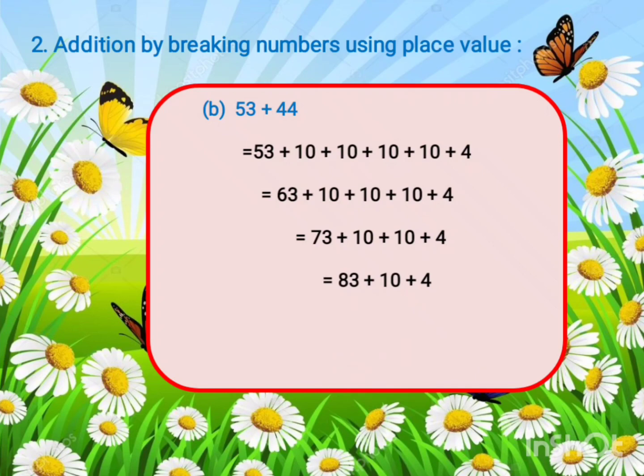In the next step, we again get 83 by adding 73 plus 10. And 83 is added with the last remaining 10 and 4 ones. So we write 83 plus 10 plus 4. After adding 83 with 10, we get 93 and 93 is added to 4. We have no more 10 to add. So ultimately, we'll get our answer or the sum. That is 93 plus 4 is equal to 97.